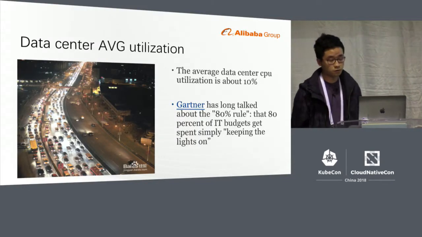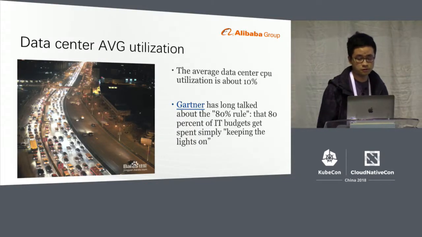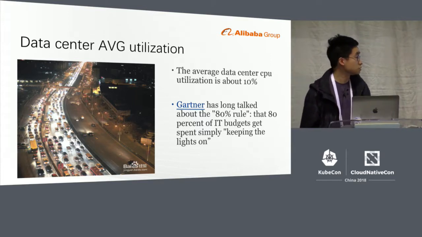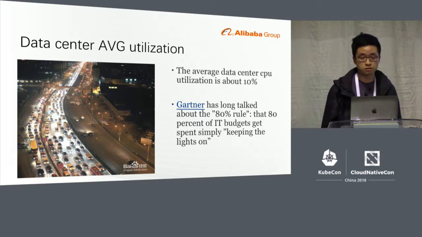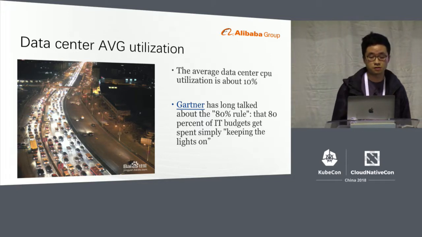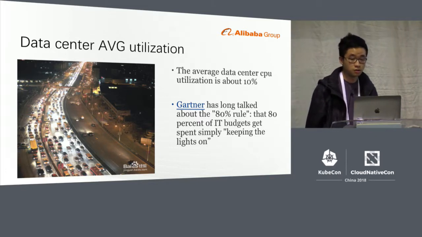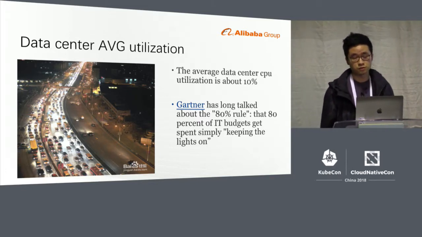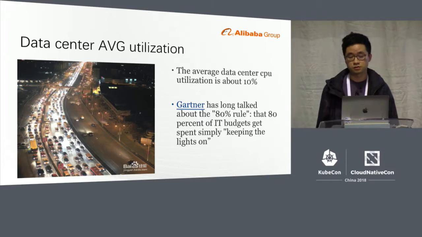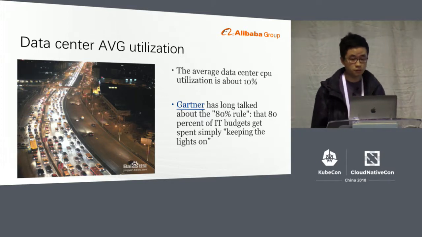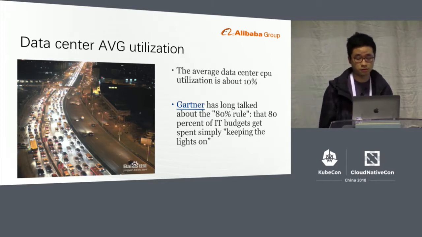First of all, why we choose co-location. In Alibaba, we've done some surveys, and according to the statistics, the data center utilization of Alibaba before co-location was very low. The CPU utilization was only 10% before we adopted co-location. That is a very low utilization rate. We wasted a lot of capacity.